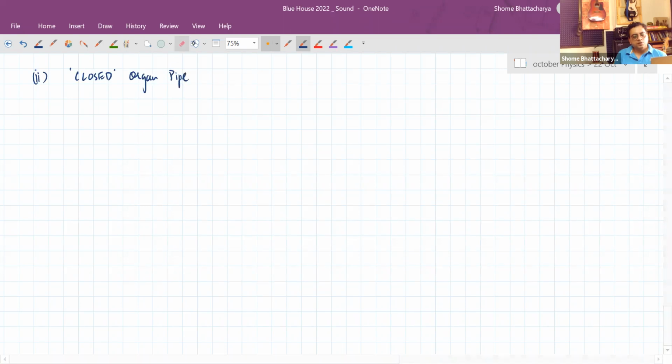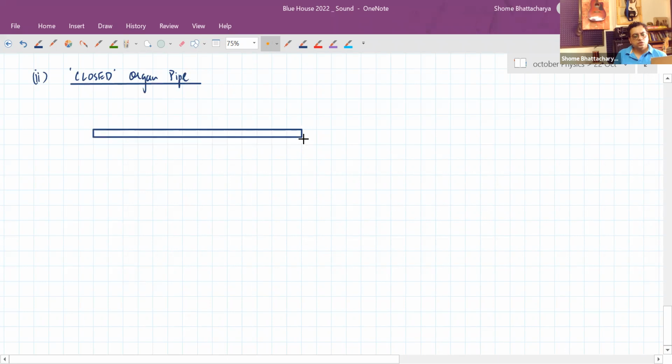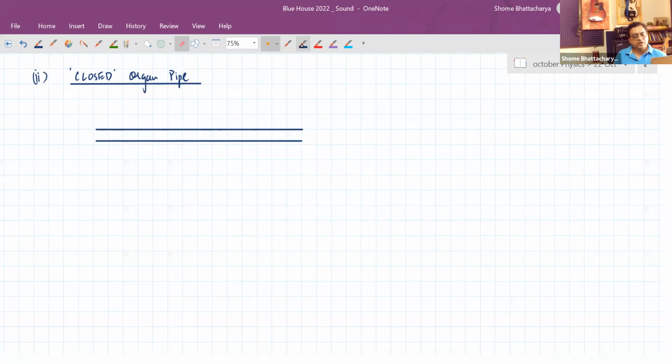Now, what you have to remember about this is that closed organ pipe means that one end is closed and one end is open. It's not that both the ends of the resonant column are closed. So this is just a matter of nomenclature; we actually don't discuss a case where both ends are closed. One of the ends at least has to be open.